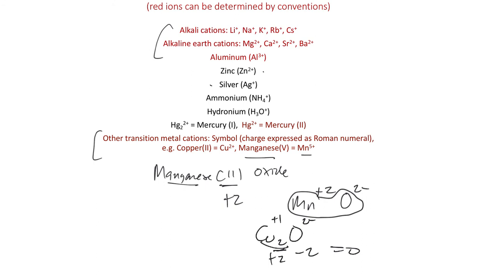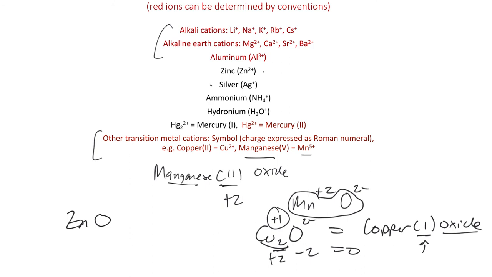So the 2 coppers together have to be plus 2. There's 2 of them, so each has to be plus 1. So Cu2O would be copper 1 oxide. Notice that the 1 isn't implying how many coppers there are in the formula, it's implying the charge of copper we can deduce from the formula. And then lastly, just to give an example like zinc or silver, ZnO would just be zinc with a 2 plus, oxygen 2 minus. So we would just call this zinc oxide instead of zinc 2 oxide.